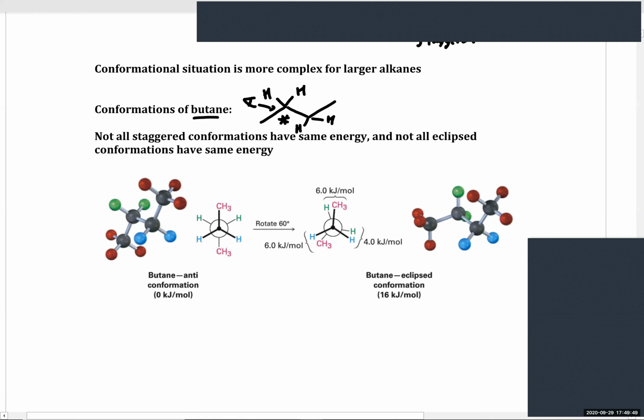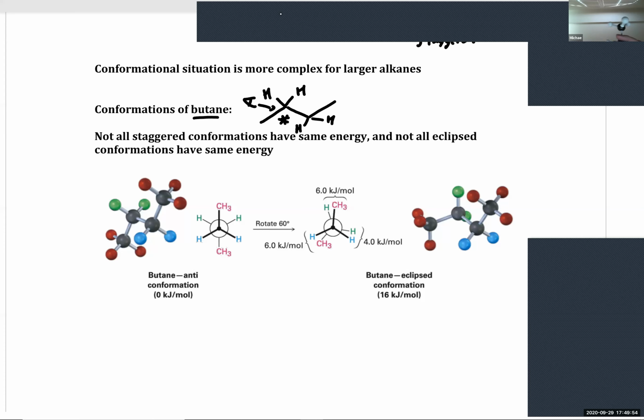And once we've put together our model kit for butane, we end up with the following arrangement. Does everyone see how both of our methyl groups have the maximum dihedral angle? How both of our methyl groups are separated by 180 degrees. And remember, where did we get this structure? We started out from our straight chain, and then we just rotated it so that we're looking down our second carbon.